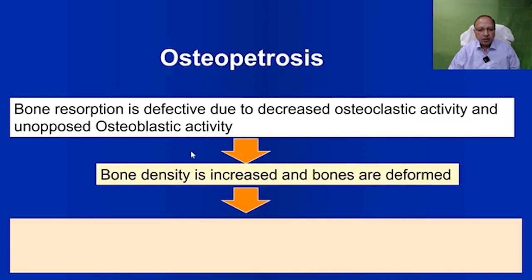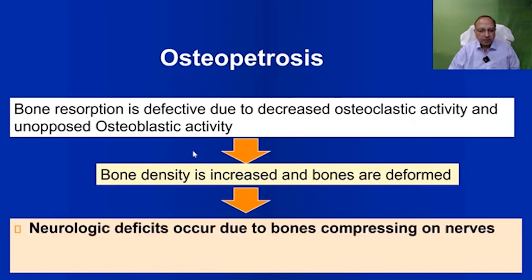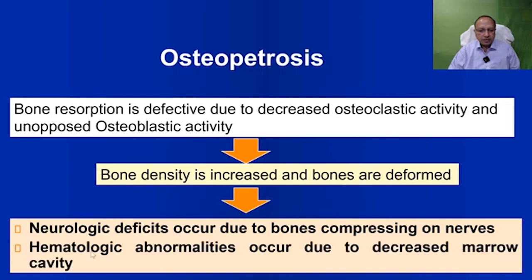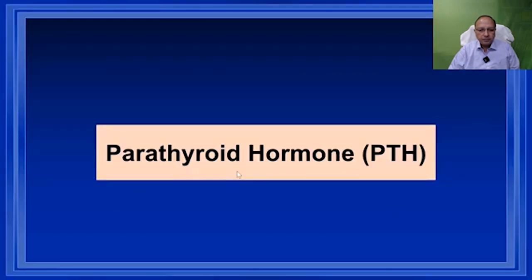And due to this, crowding of the vessels and nerves will occur in the areas where they pass through the foramina. So this pressure compression on the nerves will cause neurological deficits, and pressure on the vessels will cause hematological abnormalities. So these are the features of osteopetrosis.